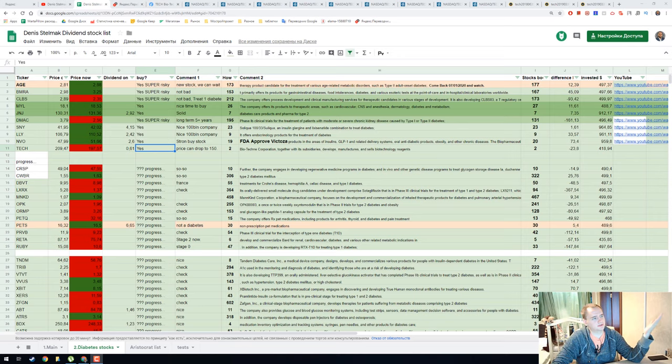And in our list, I decided to write a yes to buy the stock and comment that the price can drop to 150, because I think so.